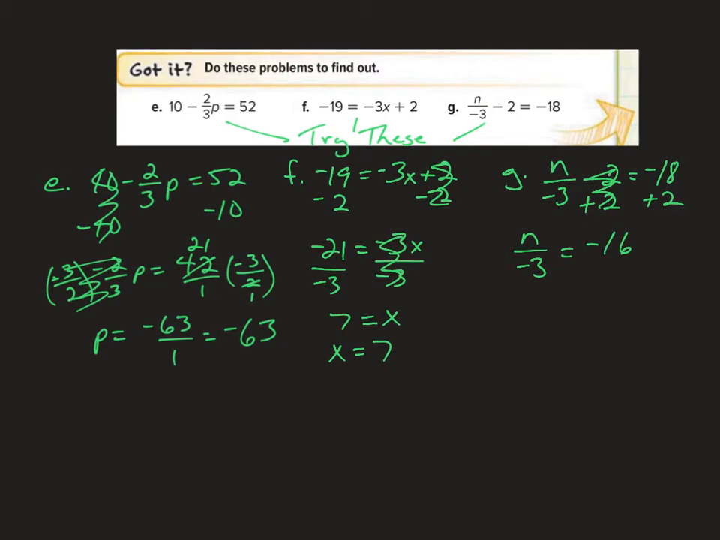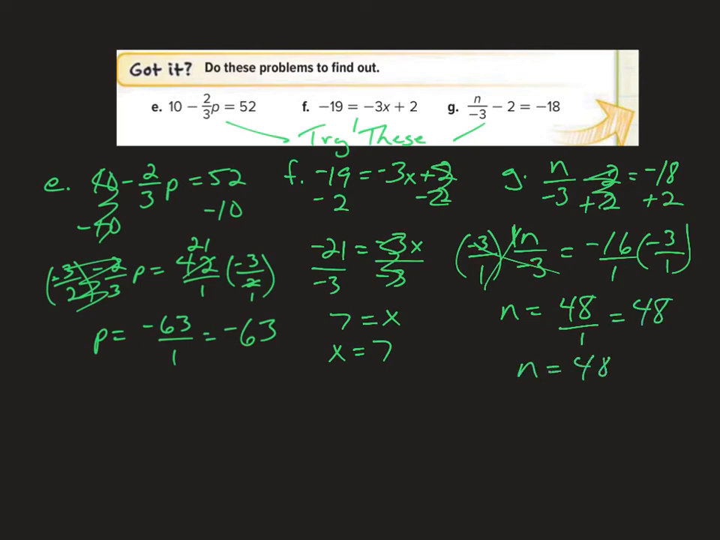Now to get n alone, we have to remember that there's an unwritten 1 in front of it. So we have to multiply by the multiplicative inverse of negative 1/3. So we're going to use negative 3 over 1. Same on the right-hand side. And this cancels out, so we're left with n is equal to negative 16 times negative 3, which is positive 48. And it would be 48 over 1, obviously simplified to 48. So our final answer is n is equal to 48.